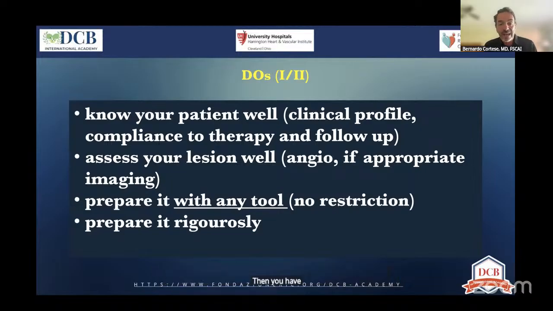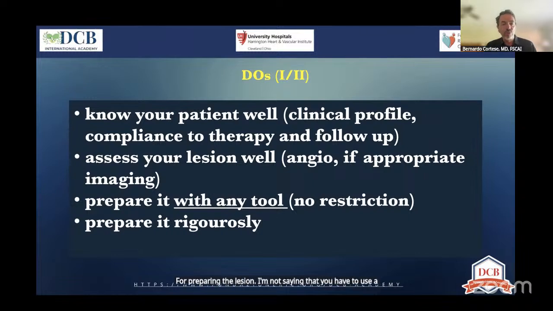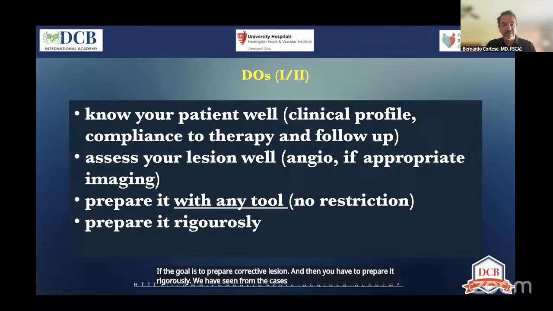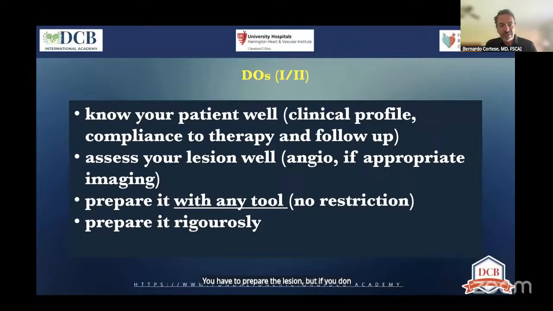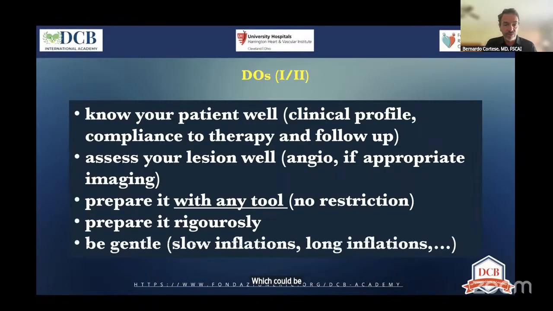Then you have to prepare it with any tool. There is no restriction. Now we use ROTA, we use IVL, we use CSI, we use scoring balloons and cutting balloons more and more for preparing the lesion. I'm not saying that you have to use a specialty balloon or an atherectomy for all of the cases, of course, but we have all of the choices because we have seen that they are safe if the goal is to prepare the lesion correctly. And then you have to prepare it rigorously. We have seen from the cases by Antonio and Tanvir that you have to prepare the lesion, but if you don't have a good result, if you're not excited by the result, you have to step further to the next tool, which could be a scoring balloon, cutting balloon, or whatever.